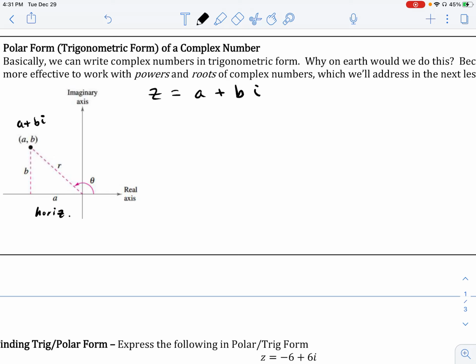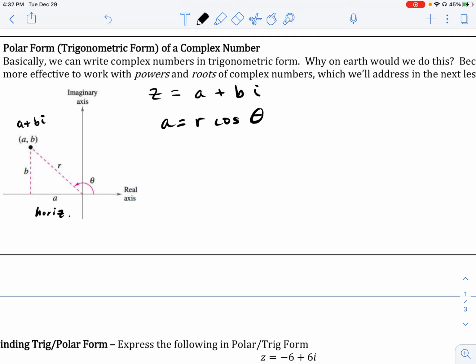And how have we described horizontal values using trigonometry? We would say a is equal to whatever our r value is times cosine of theta, right? If we think back to what we said with vectors, it's our magnitude times the cosine of our angle that gives us our horizontal component. Well, what about b? B then would be, you guessed it, r times sine of theta.